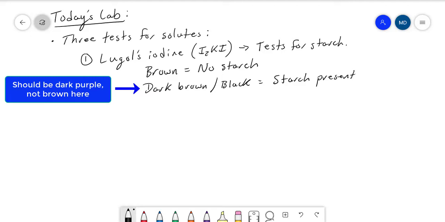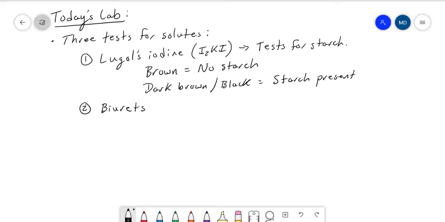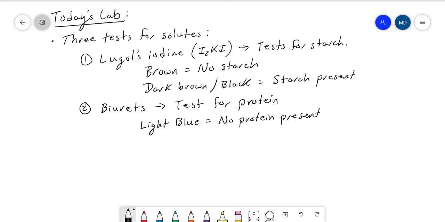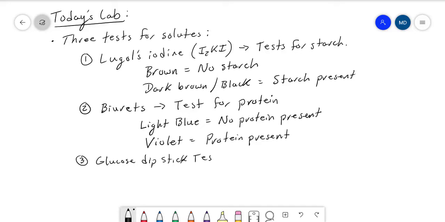This is a dye that changes color in the presence of protein. So Biuret's test is for protein. If no protein is present, then the solution will appear blue. If protein is present, then the solution will appear violet in color. Finally, our third test will be a dipstick test for the presence of glucose.